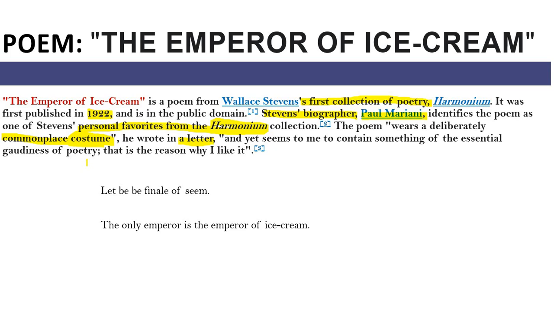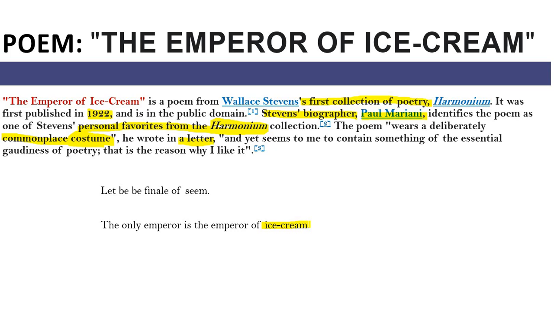Now, the important lines that we can see for this poem especially, that is, let be finale of seem. The only emperor is the emperor of ice cream. So I'm giving you the trick to remember it, because The Emperor of Ice Cream is always confused sometimes with Johnson, and sometimes with Robert Frost. So these amalgamations should not be considered. Just remember that The Emperor of Ice Cream is written by Wallace Stevens, and that was a basic research of Paul Mariani, who says that it is written on the commonplace costume.